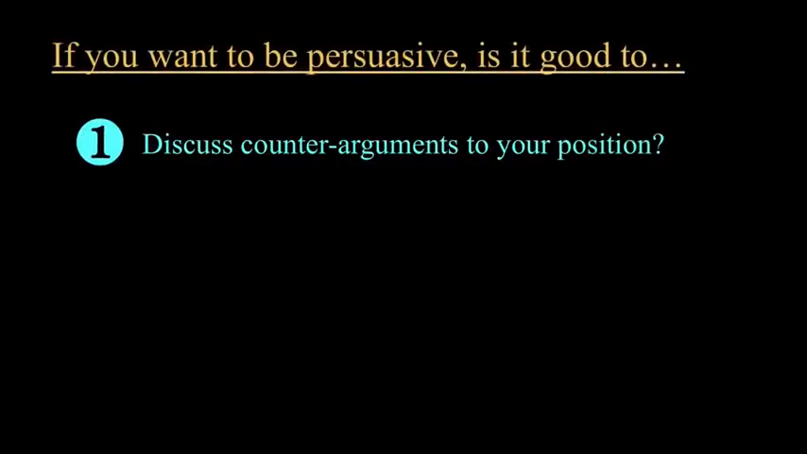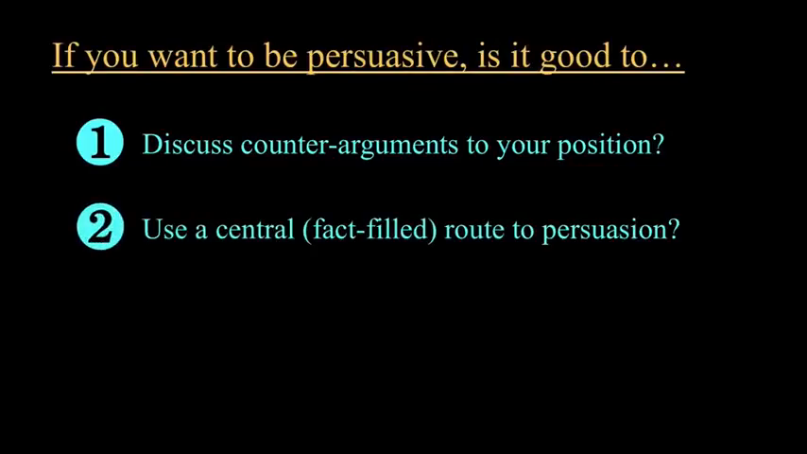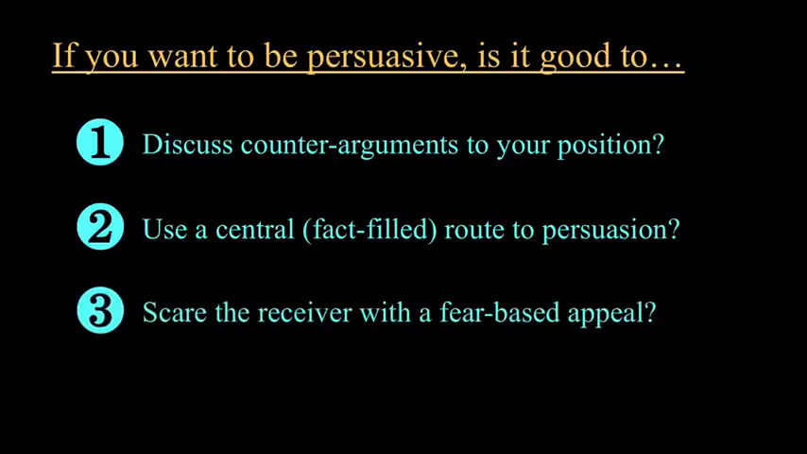First, if you want to be persuasive, is it a good idea to explicitly discuss counter-arguments to your position? Second, should you use a central route to persuasion or a more peripheral route? And I'll explain these terms in a moment. And third, should you try to scare the receiver? That is, are fear appeals effective? So let's turn to the first question, whether to acknowledge counter-arguments, that is, arguments against your own position.